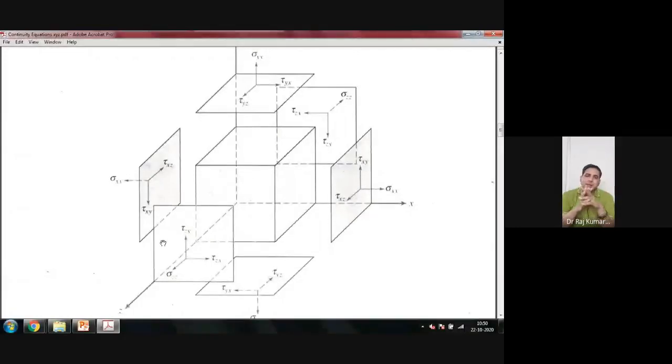Directions would be calculated by two things, as I told you previously. One is the magnitude of shear stress, which you calculate as tau equals mu dv upon dx or du upon dy, right? That's Newton's law of viscosity. Yes or no?